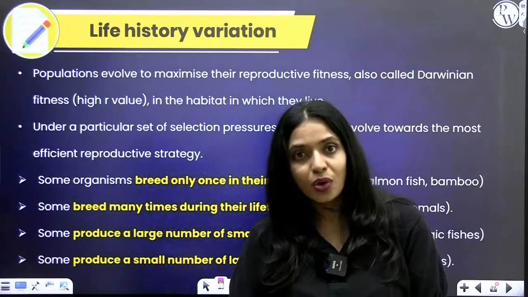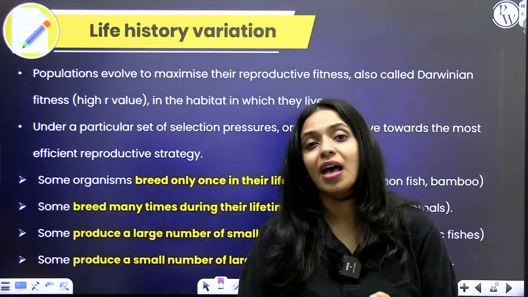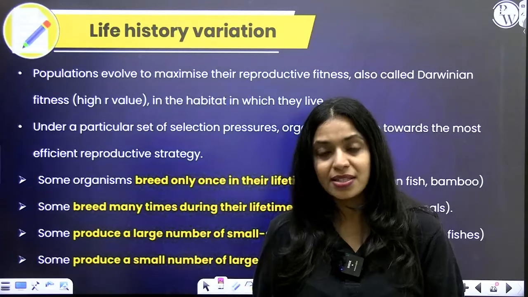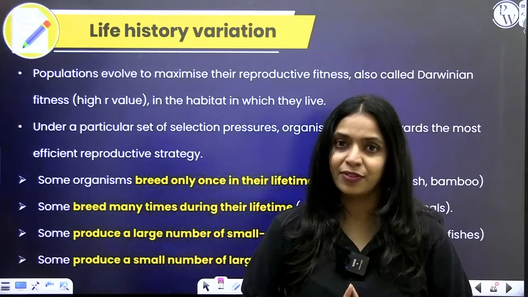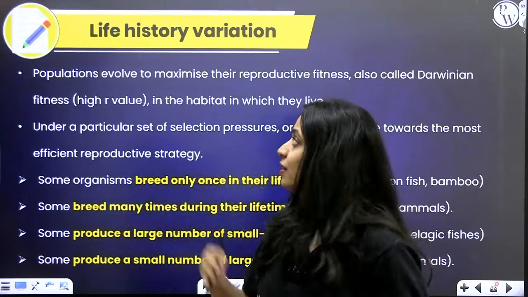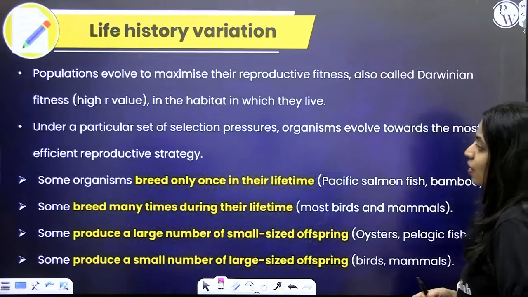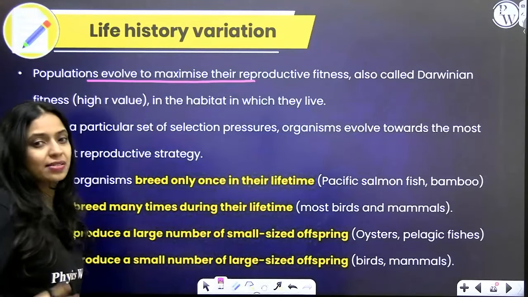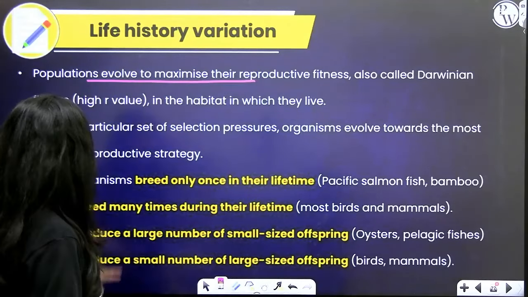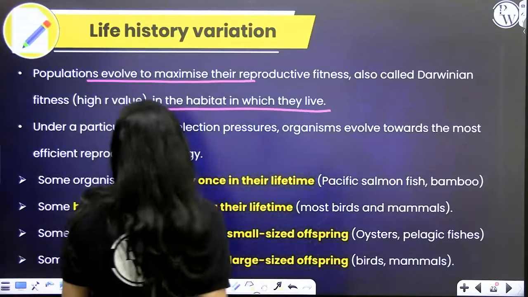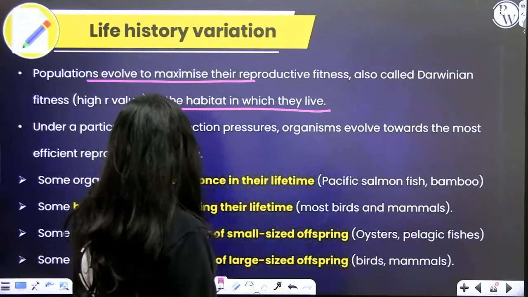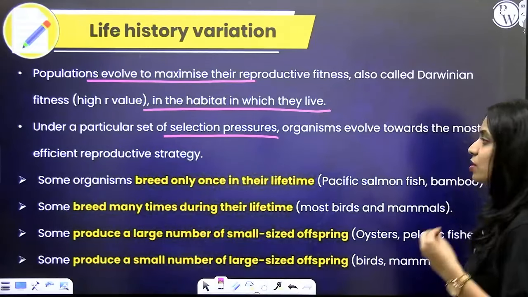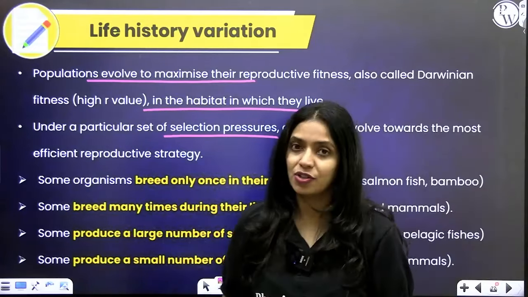So over the course of time, different organisms have come up with different ways and adapted in different ways according to the surroundings they lived in with respect to reproduction. That is what we call life history variation. So in a population, organisms evolve to maximize their reproductive fitness in whichever habitat they live in. Under a particular set of selection pressures, organisms evolve towards the most effective reproductive strategy.